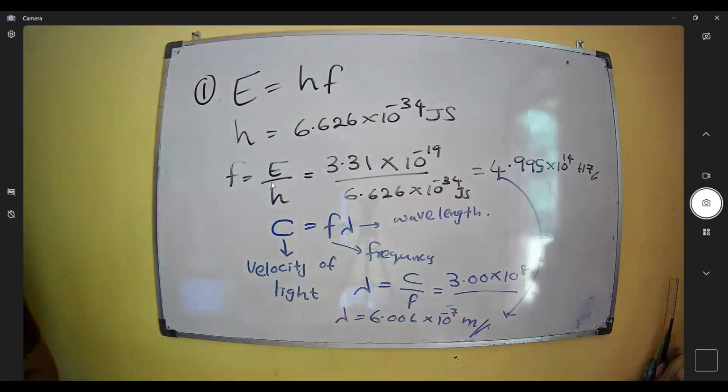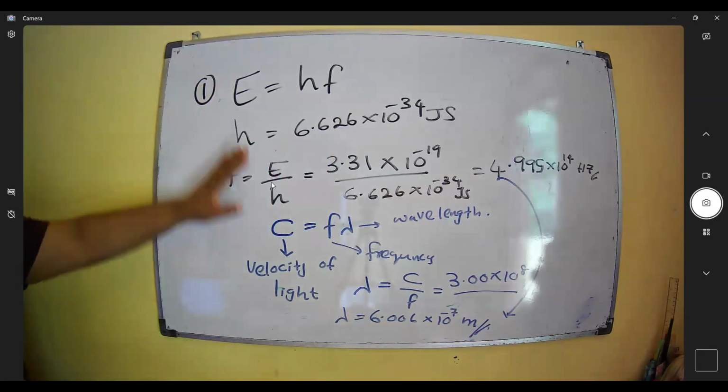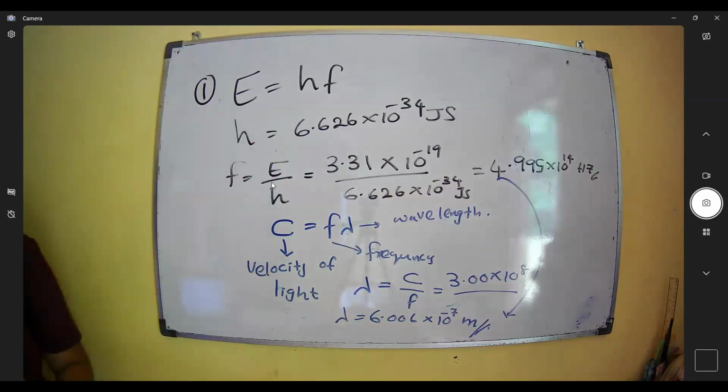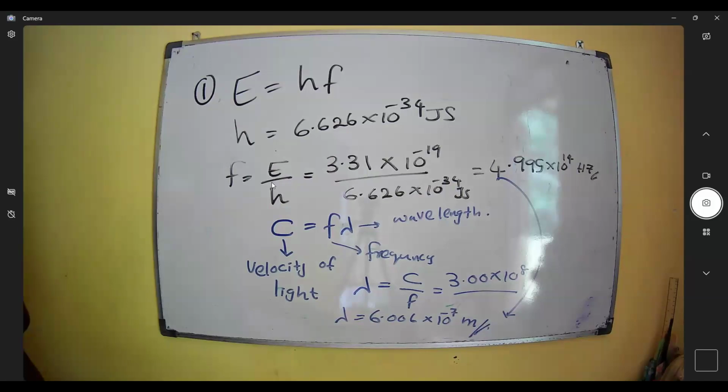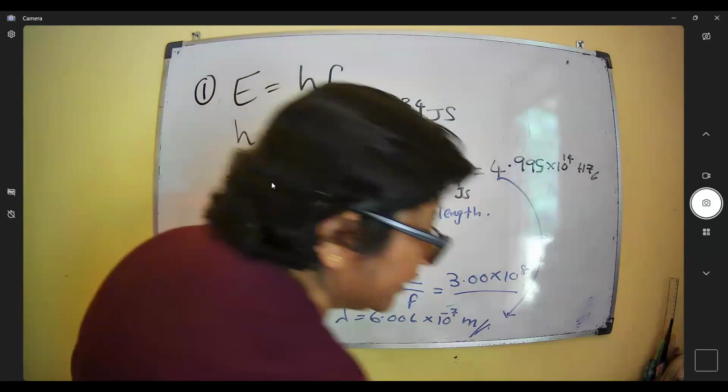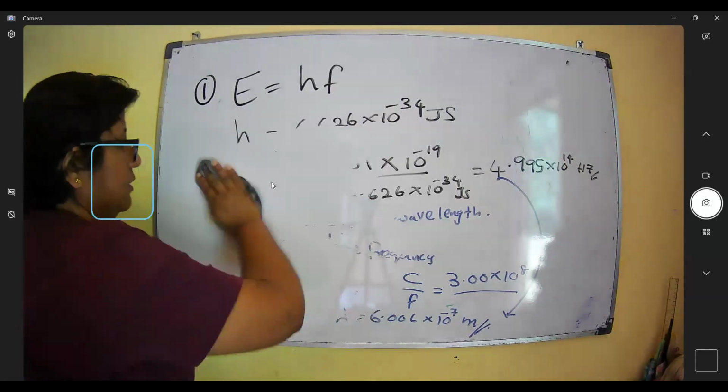This is related to the modern physics parts, right? Planck constant, Planck's theory, and E is equal to hf, and the second equation c is equal to f lambda. And you can find the value for f and also lambda. Right.